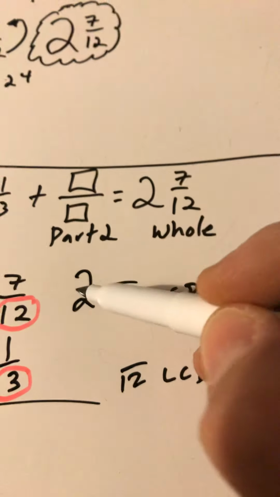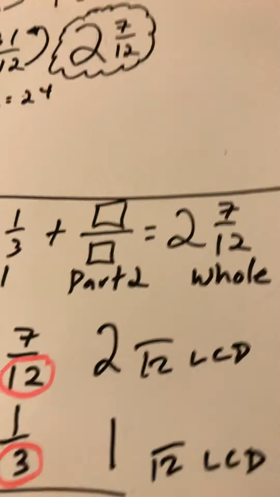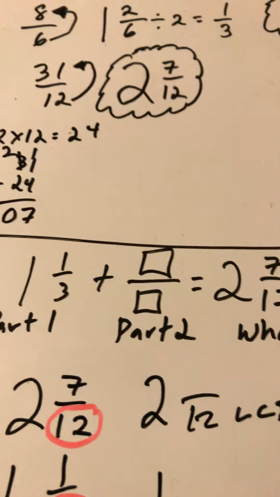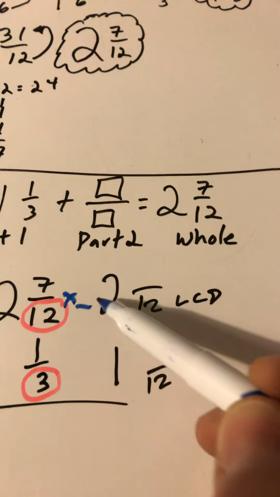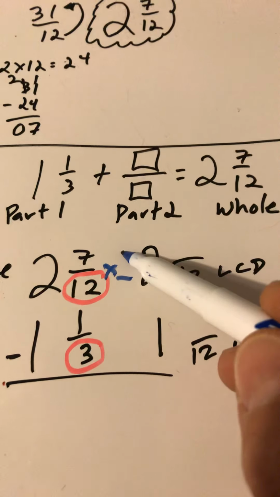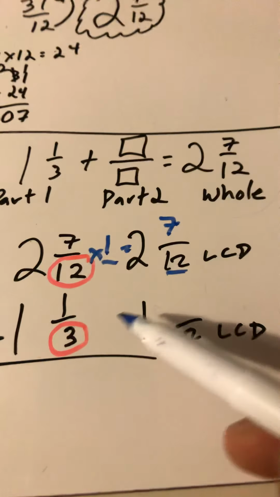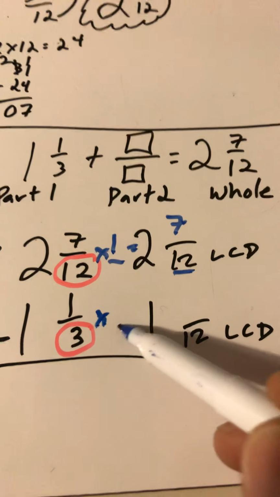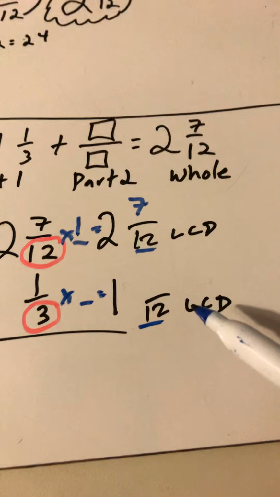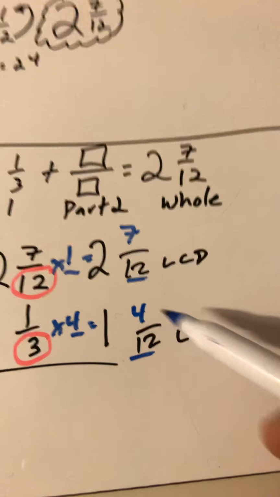Okay? Now I'm going to move my whole numbers. So I'm going to move this 2 over here. And I'm going to move this 1 over here. And now there's some math I've got to do here. So now I got to think, 12 times what makes this 12? Oh, it's 1, okay? So then 7 times 1 should be 7. So this numerator is now 7. And then I got to do the same thing down here. 3 times what number makes this 12? Oh, I know that's 4. So then 1 times 4 is 4. So this numerator is 4.